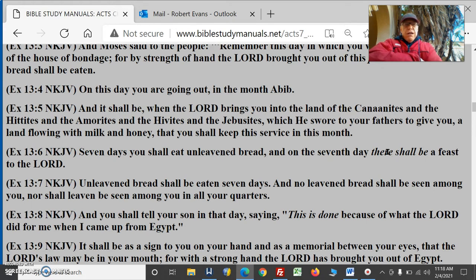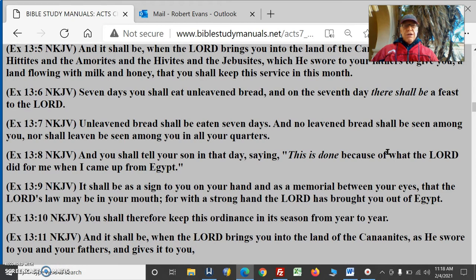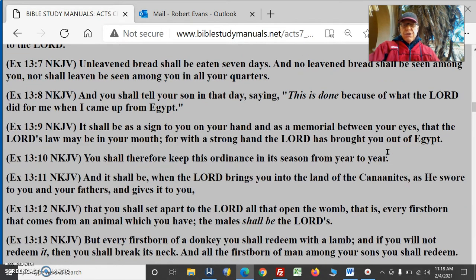That's where, just shortly up, going north, they would have been in Canaan. And the Hittites and the Amorites and the Hivites and the Jebusites, which he swore to your fathers to give you, a land flowing with milk and honey, that you shall keep this service in this month. 7 days you shall eat unleavened bread, and the 7th day shall be a feast to the Lord. Unleavened bread shall be eaten 7 days, and no leavened bread shall be seen among you, nor shall leaven be seen among you in all your quarters. And this is done for what the Lord did for me when I came out from Egypt.